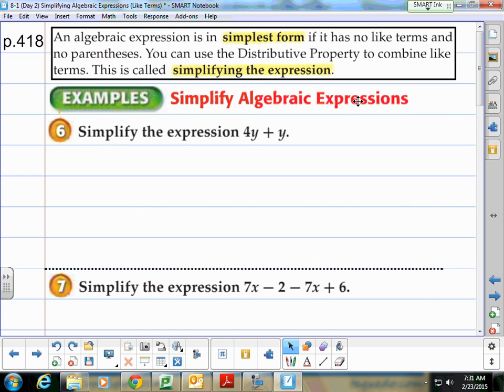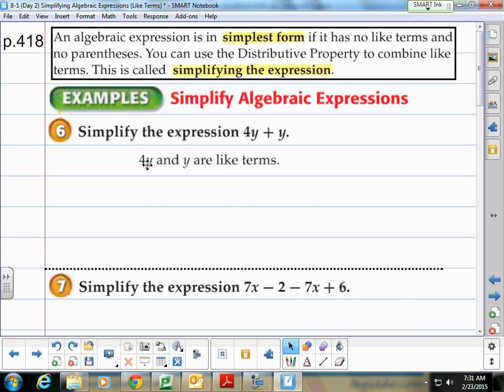An algebraic expression is in simplest form if it has no like terms and no parentheses. So if after you've combined everything that you can combine, then it's simplified. We use the distributive property to combine like terms. This is simplifying an expression.